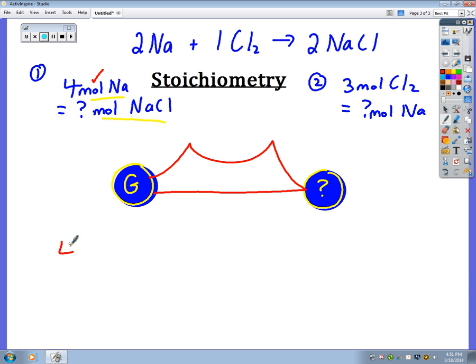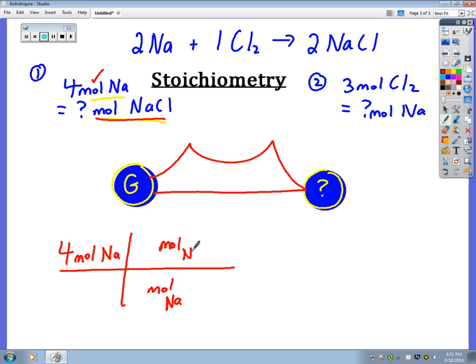So I write down what I know. I do not want moles of sodium. I do want moles of what? What am I trying to find here? Moles of sodium chloride. What's my bridge? What's my relationship between them? Moles. Next step is balanced equation.